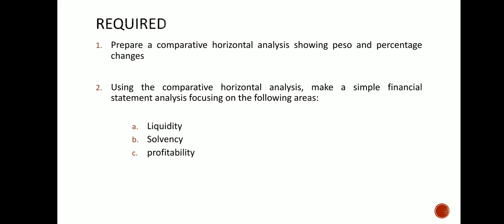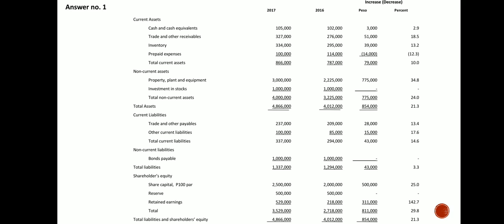And we have here the requirements. We are asked to prepare a comparative horizontal analysis showing peso and percentage changes. We are also asked to make a simple financial statement analysis focusing on the areas of liquidity, solvency, and profitability. So let's have first requirement number one, the preparation of analysis in pesos and in percentage. We'll have current assets first, and we'll start with cash and cash equivalents.